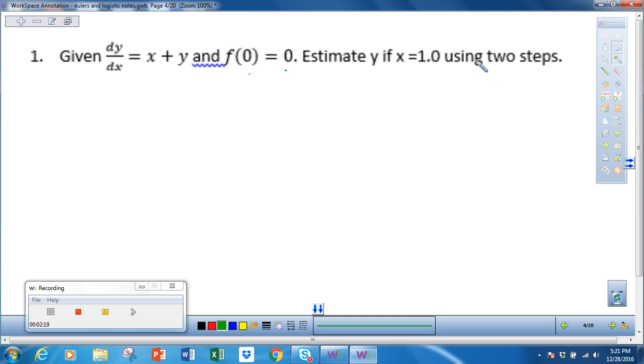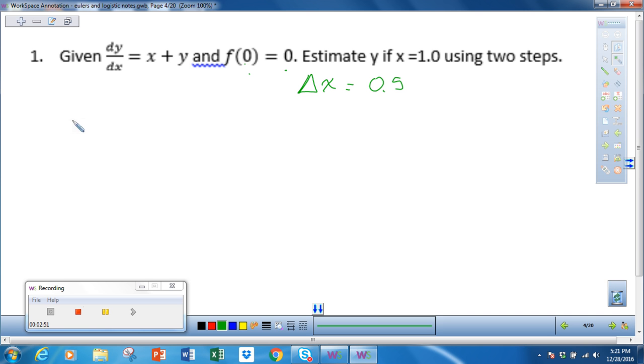And we're told that we want to do this with 2 steps. It should read using 2 steps of the same size. So you can't take a step of a quarter and then 0.75. You have to use 2 steps of the same size. So having said that, if I start at 0 and I want to get to 1 and I want to use the same size step, then my step size, or delta x, should be, you got it, 0.5. That'll give me 2 steps of the same size.